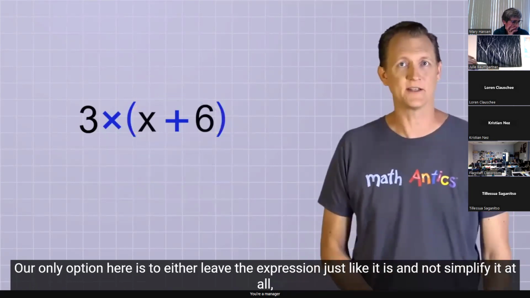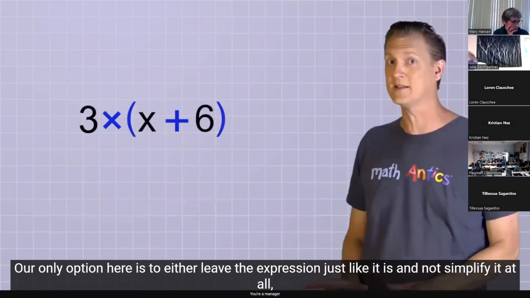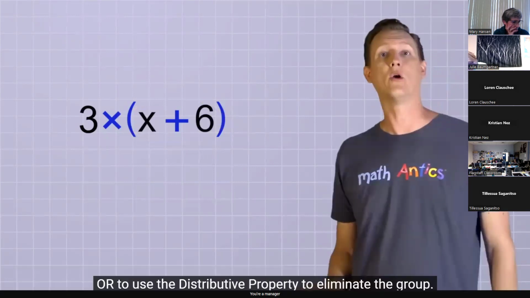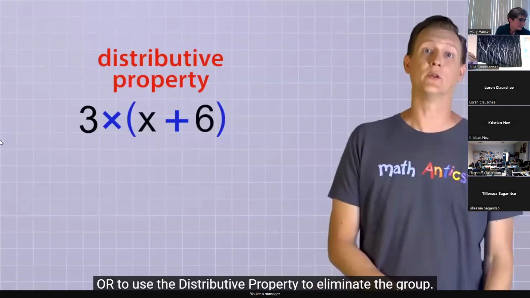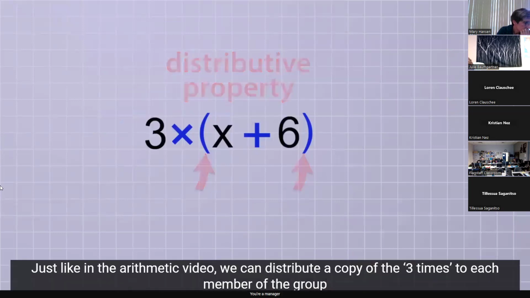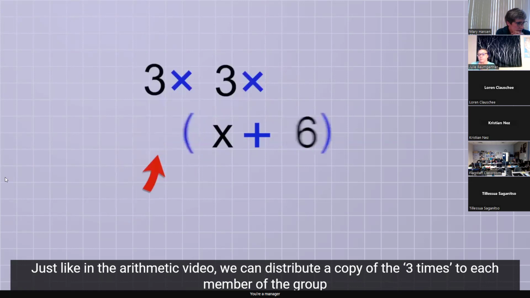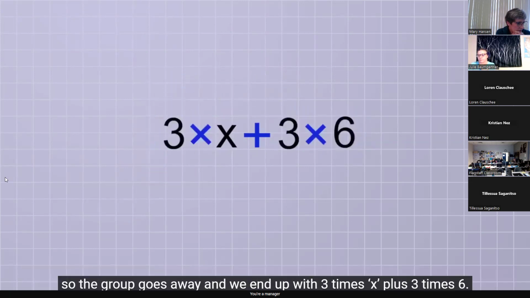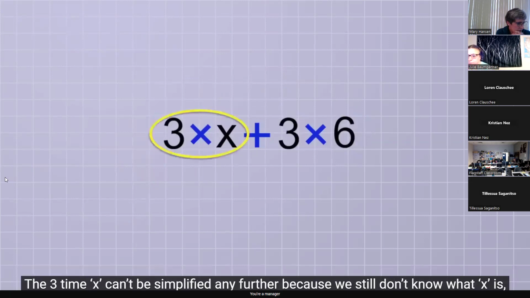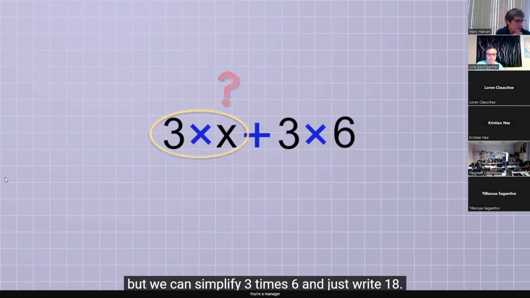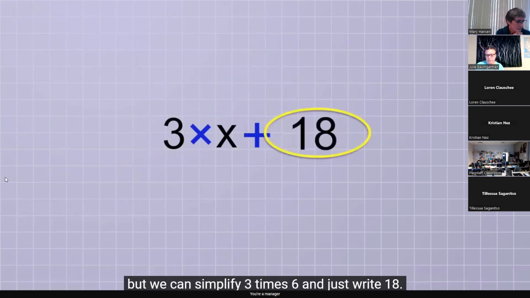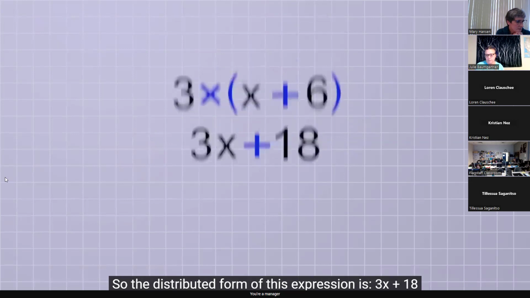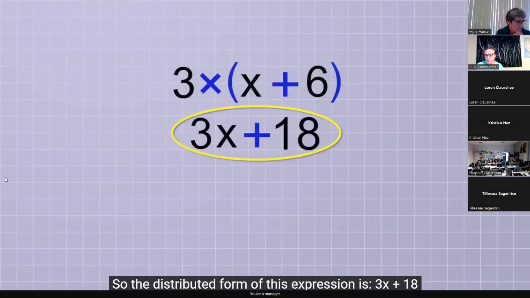Our only option here is to either leave the expression just like it is and not simplify it at all, or to use the distributive property to eliminate the group. Just like in the arithmetic video, we can distribute a copy of the 3 times to each member of the group, so the group goes away and we end up with 3 times x plus 3 times 6. The 3 times x can't be simplified any further because we still don't know what x is. But we can simplify 3 times 6 and just write 18. So the distributed form of this expression is 3x plus 18.